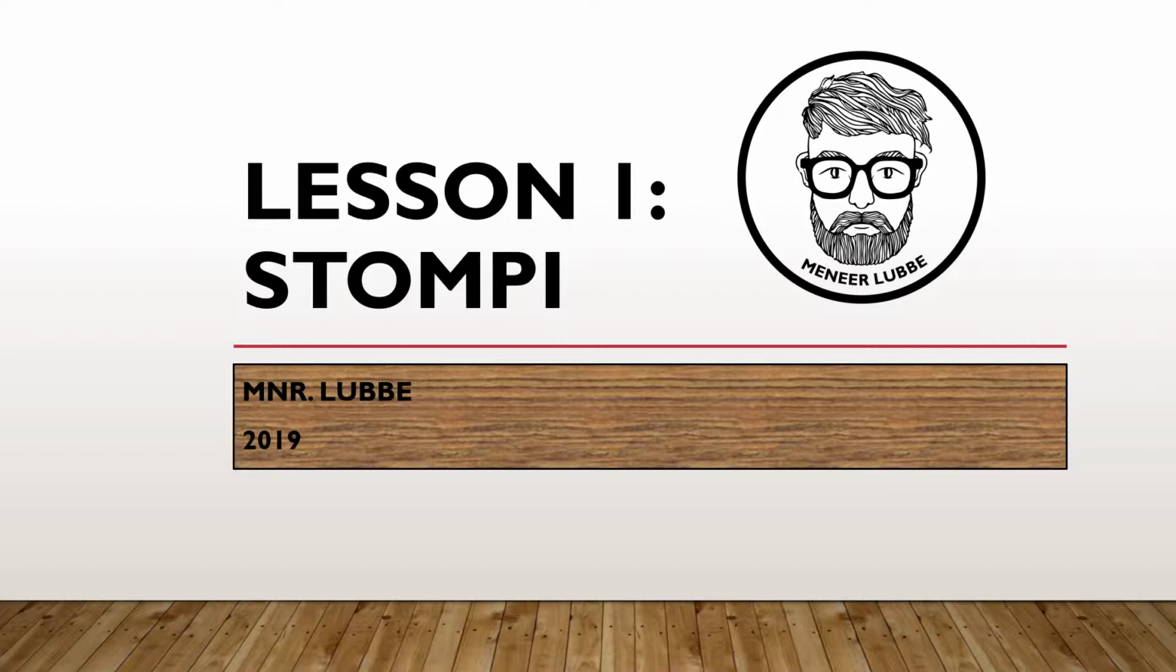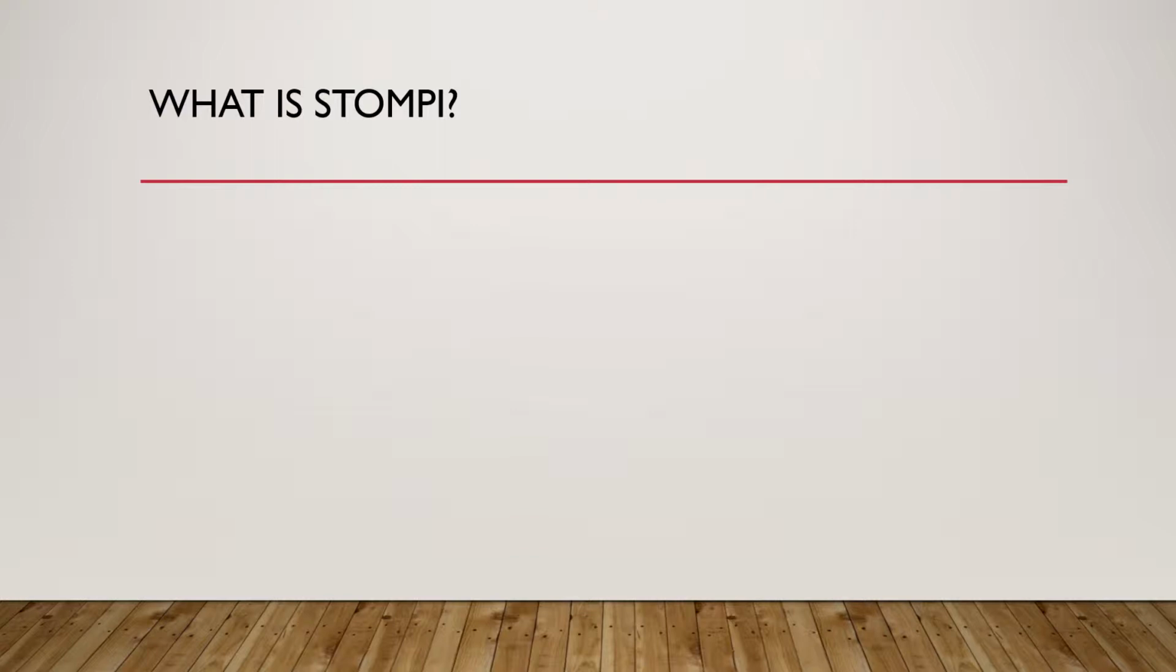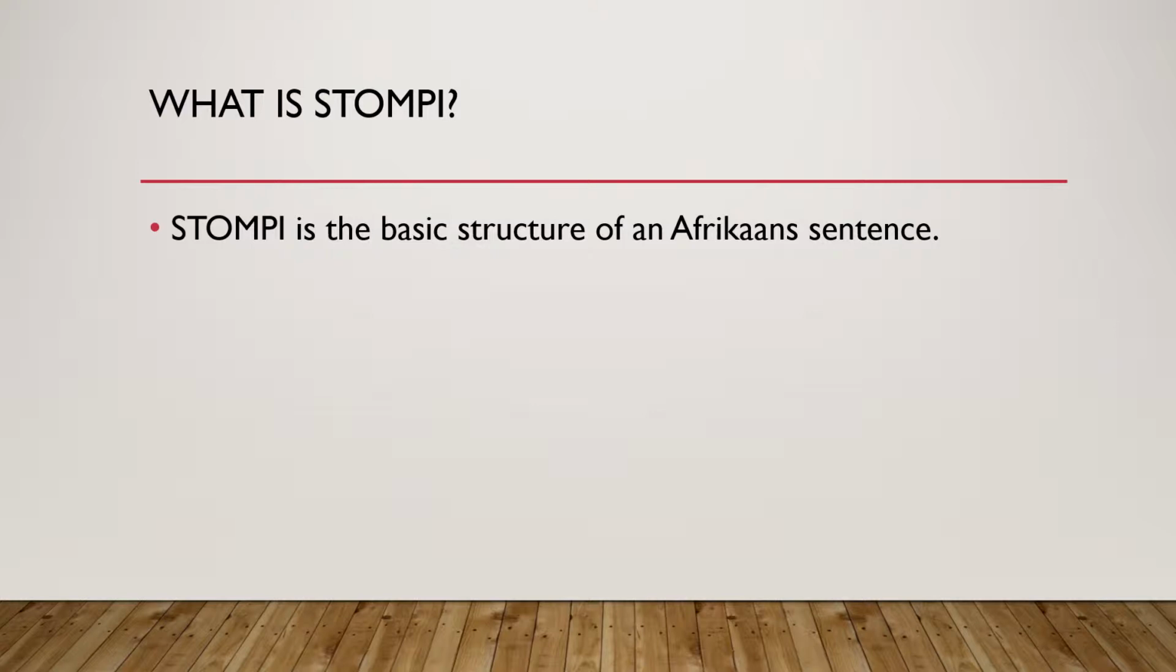Today we're going to look at stompie, which I see as the building blocks of Afrikaans. So eerstens, wat is stompie? What is stompie? Stompie is the basic structure of an Afrikaans sentence.